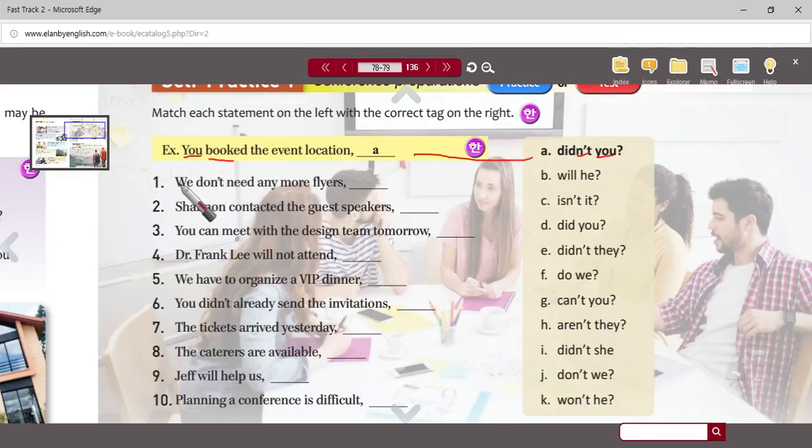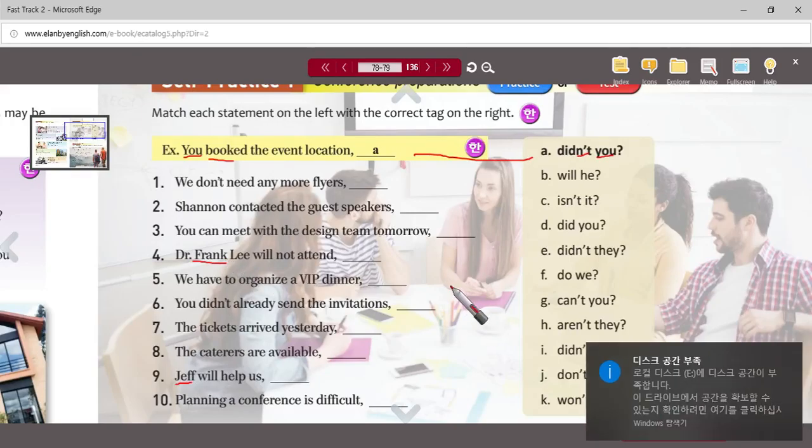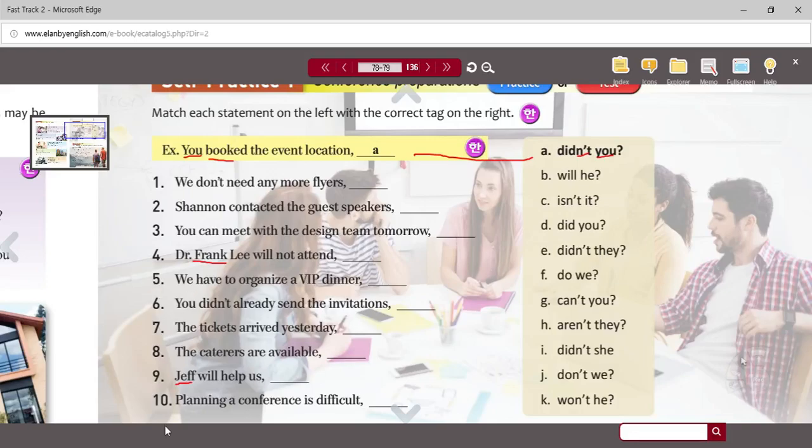Now, numbers 1 through 10 are not as easy to figure out. There's more matching, and the items are not across from each other. Just a few things to note. You want to make sure that the subjects match up. A few of these, Dr. Frank Lee and Jeff, are male individuals, so we're going to look for the subject pronoun he.